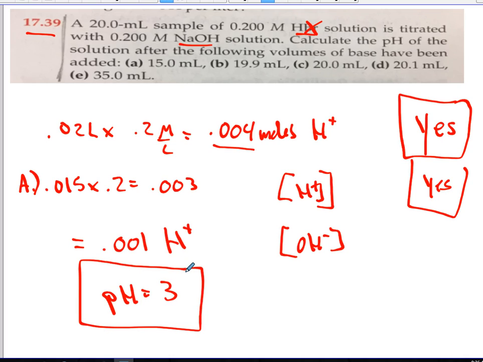I learned logs a long time ago. If this is a 1, then all the log is doing is finding how many places you move the decimal. We say it's finding the exponent, but if this is 1 times 10 to the negative 3, that's the same thing as saying take 1 and move the decimal 3 places that way. But if this isn't a 1, I can't do the math in my head. So A was 3, right?